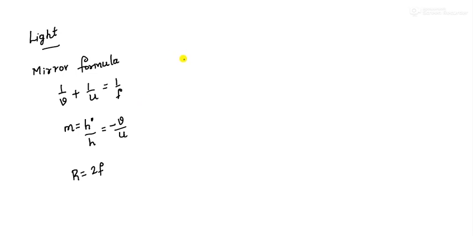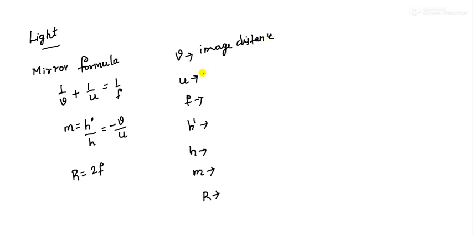Now, what are these symbols? V is what, U is what, F is what, H dash, H, M and R. So V is called the image distance. U is called the object distance.